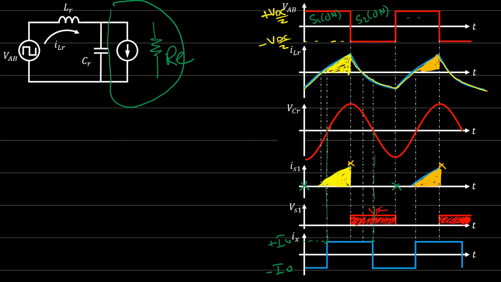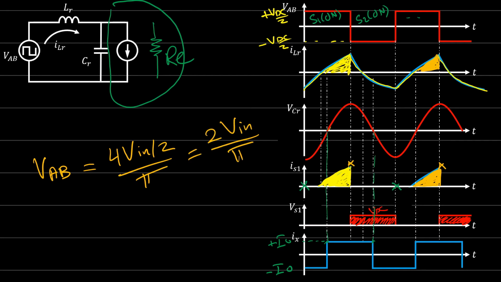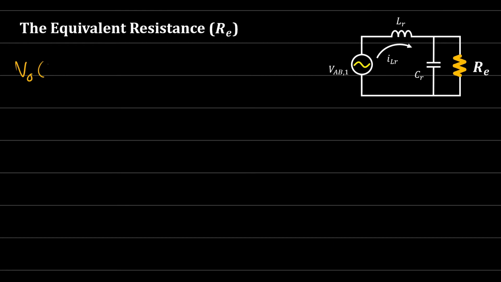Now let's say again VAB, the input voltage, is equal to how much? 4 VDC over pi, right? VDC is how much? VDC is V input over 2. So this will be 4 V input over 2 over pi, and this will be 2 V input over pi, or 2 VDC over pi. Now the rectified output voltage is equal to how much? 2 VCR, the first harmonic, over pi.